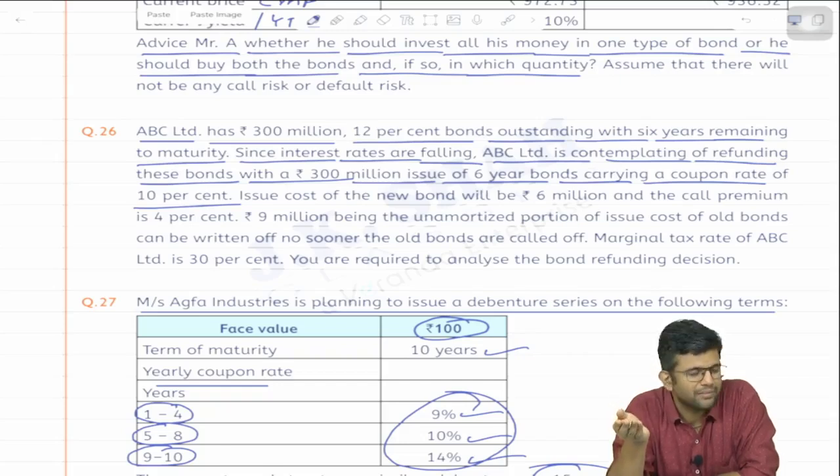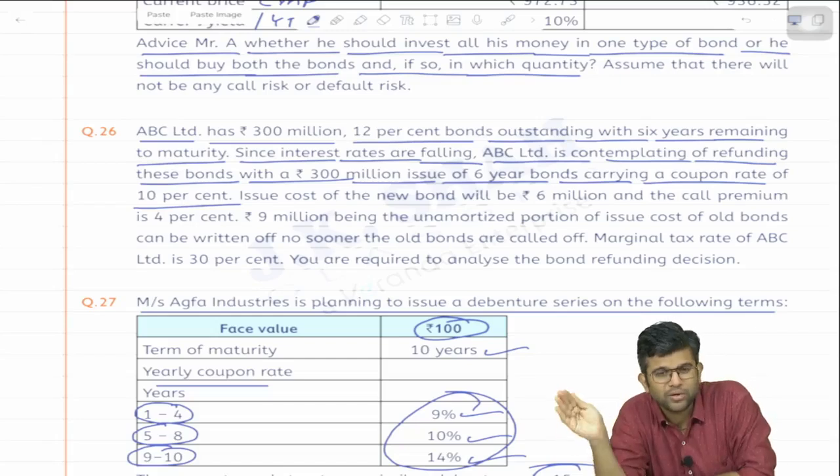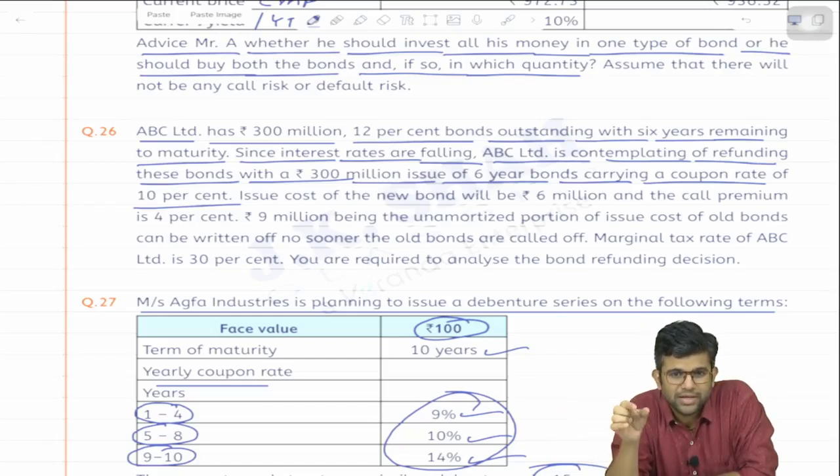It's a deferred revenue expenditure kind of fictitious asset which gets amortized over the life of the bond. You might have heard about all that. Initial expenses of the cost of issue.